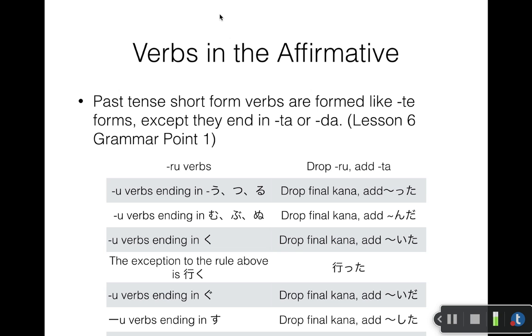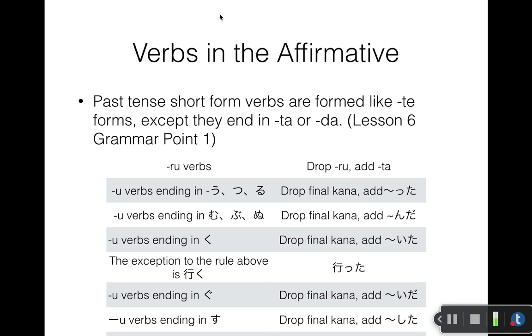So, as usual, ru verbs are quite simple. You drop the final ru and you add ta instead. So, taberu becomes tabeta, okiru becomes okita, neru becomes neta. And that's how you do it. For u verbs, you're going to have to look at the final hiragana of the word to understand how to conjugate it into the past tense affirmative.